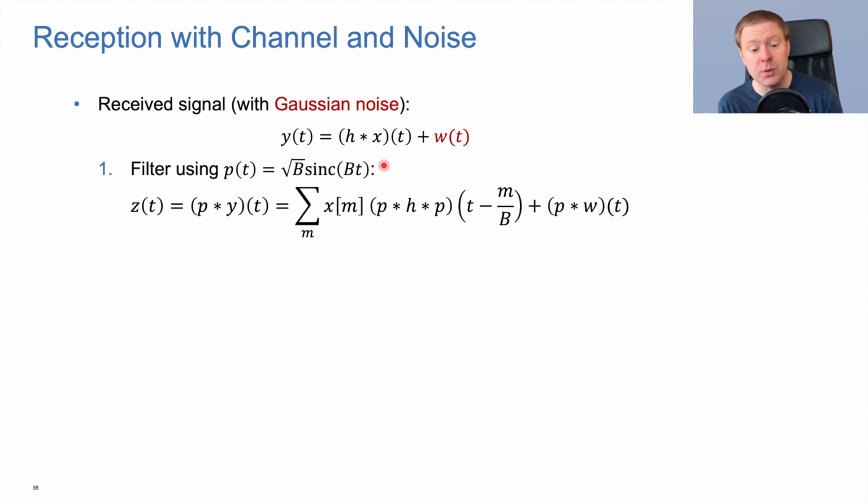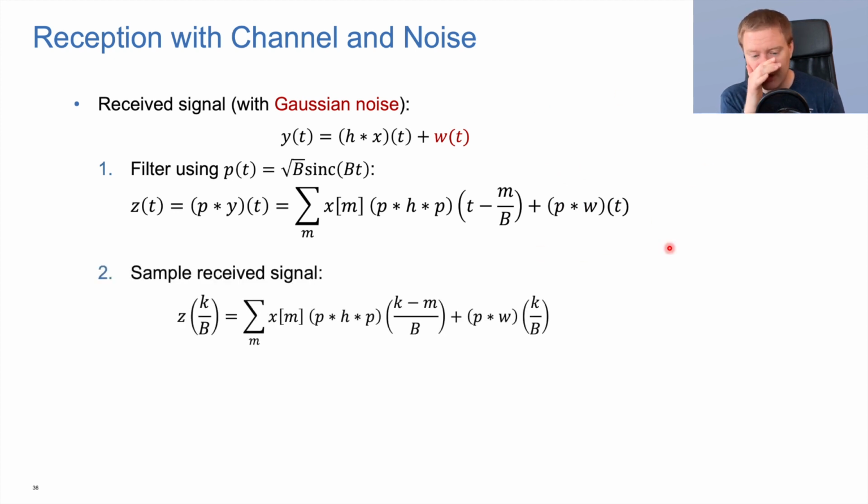So the first thing a receiver would do is to take its received signal and filter it to only consider the band of interest. And we can do that by taking the received signal y and filter it with the sinc function again. We get z of t, and since y was the pulse amplitude modulated signal, we have the summation over m, we have the data symbols x of m, and previously we had the pulse from the pulse amplitude modulation. Now we convolve with the channel h, and then we convolve it with the filter p, and these two p are the same for the sinc purposes here. And we have t minus m divided by b, and then we have the filtered noise here. This is what we were after.